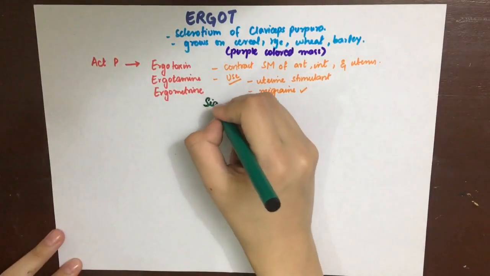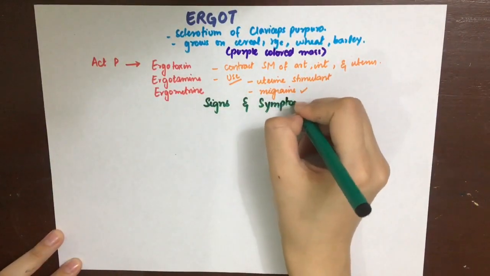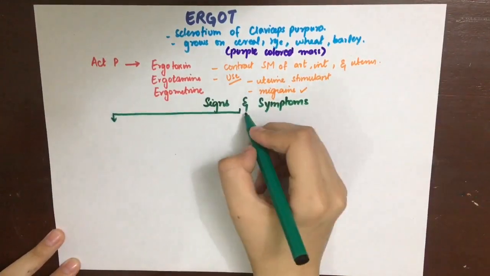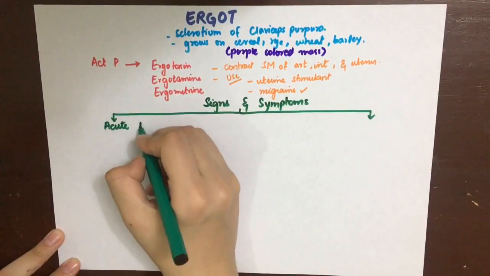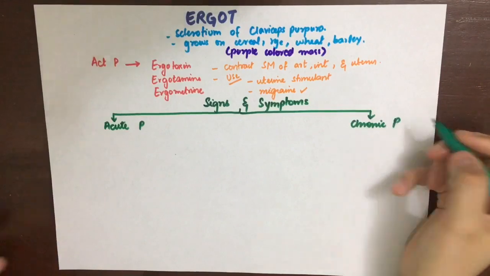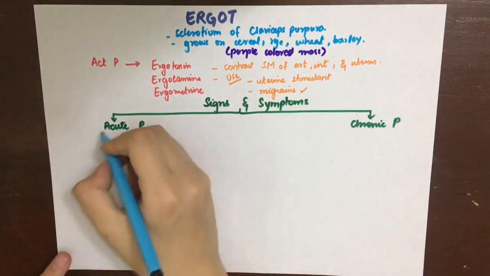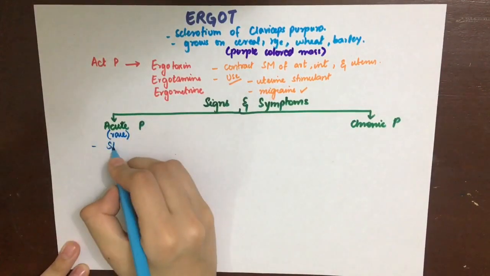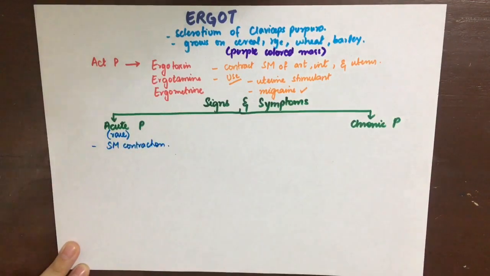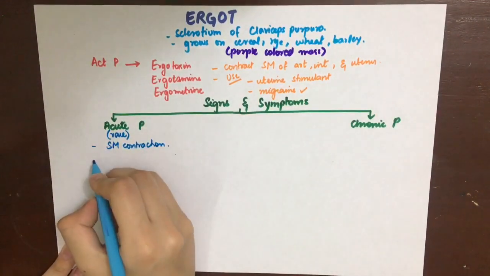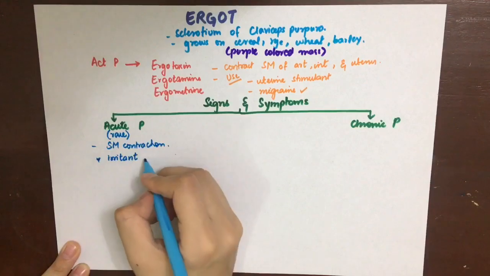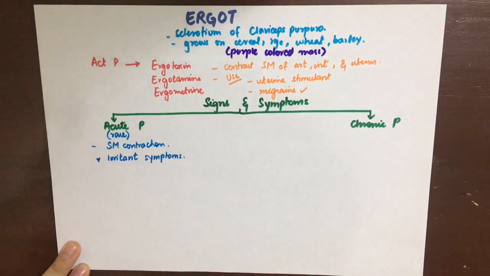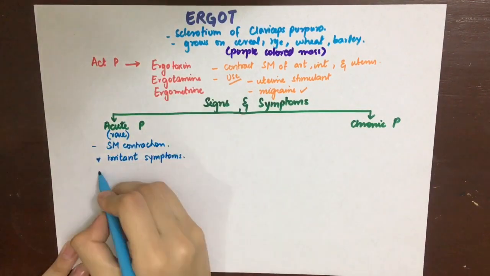The signs and symptoms of acute and chronic ergot poisoning are different. Acute poisoning is actually rare, while the chronic poisoning was common in the past due to ingestion of ergot contaminated flour. The acute poisoning is mainly due to smooth muscle contraction. The main symptoms are irritation of the throat, dryness, intense thirst, nausea, vomiting, diarrhea, pain in the abdomen.